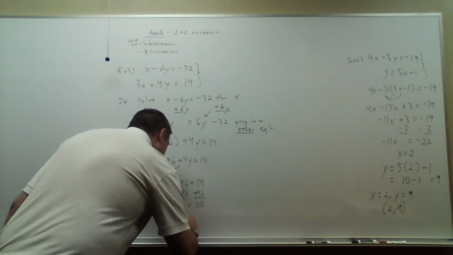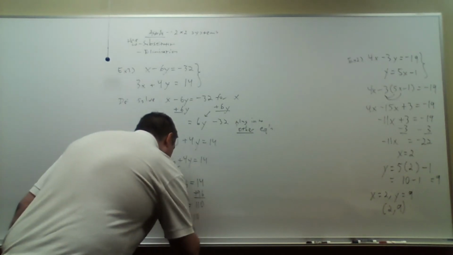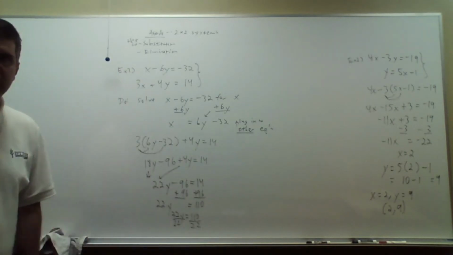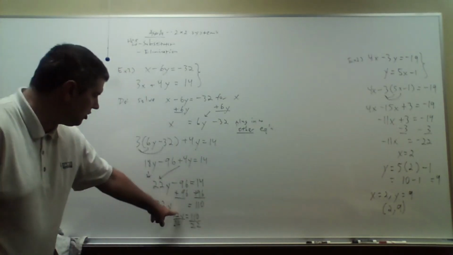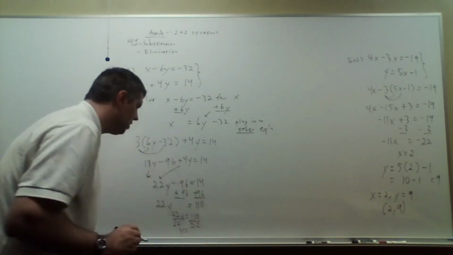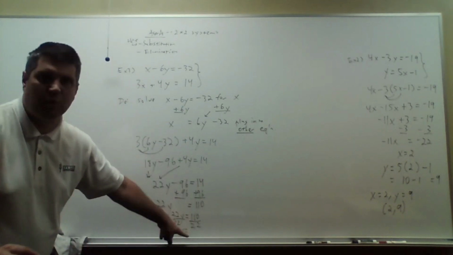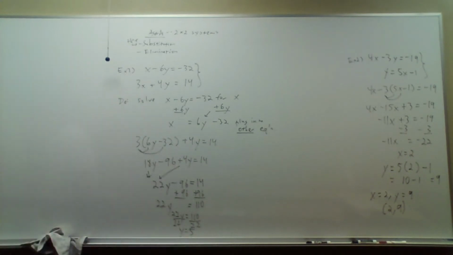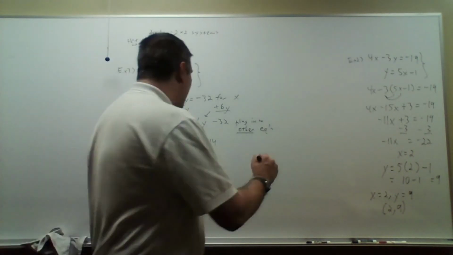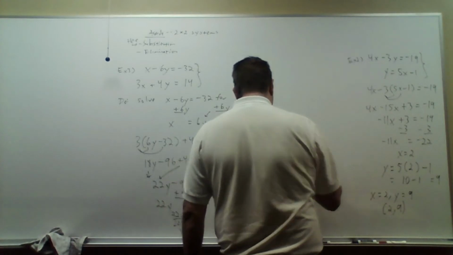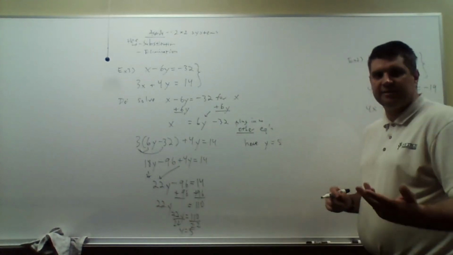So this time, since we can't really normally divide by 22s in our head, I'm going to go ahead and actually show the division step. So y would equal 110 divided by 22, which is 5. So we have y equals 5. I need x.